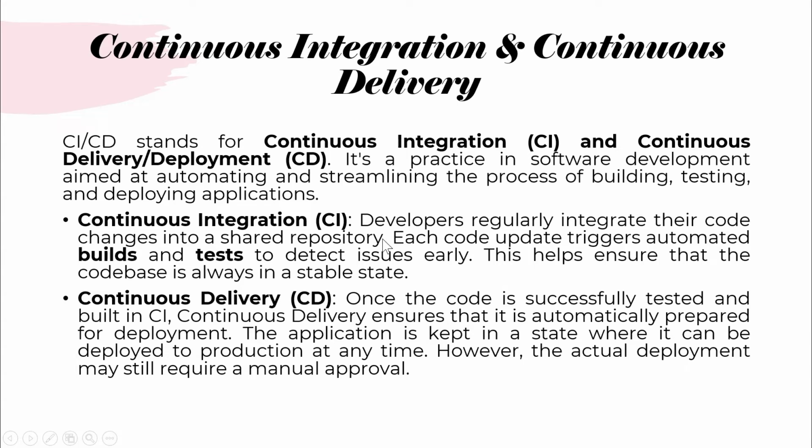So what is continuous integration and continuous delivery? CI/CD stands for continuous integration and continuous delivery, or it can be deployment. It's a practice in software development aimed at automating the process of building, testing, and deploying applications. In CI, developers regularly integrate their code changes into a shared repository. Each code update triggers an automated build and test to detect issues at early stages. This helps ensure that the code base is always in a stable state.